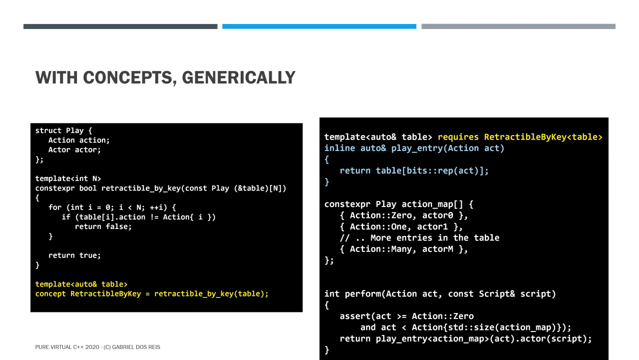And we have done so by being completely agnostic of the kind of table. The only thing we need from the table is that it is retractable by key. And now any other table that has the same property, we can use the same function to retrieve the entry and perform the same kind of operation with optimal efficiency.